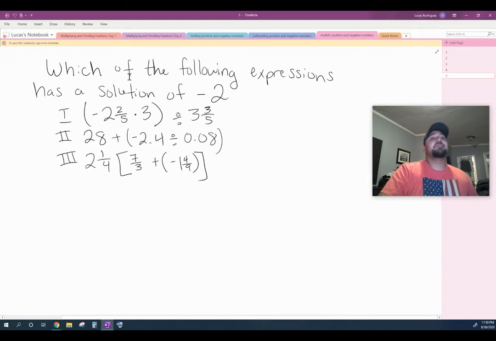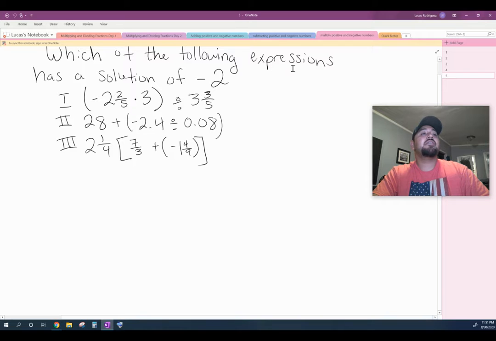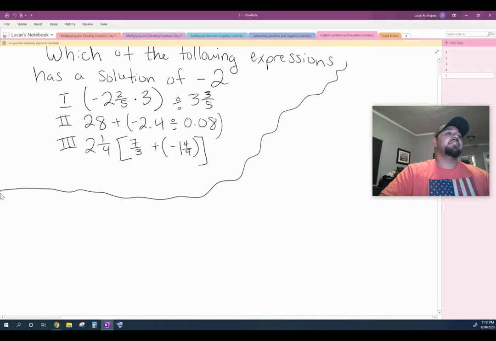All right, so we are going to attempt to work all this out because it says which of the following expressions has a solution of -2. So we're going to work out all these expressions and figure out Roman numeral 1, 2, or 3, or all, or a couple of them have a solution of -2. So let's start with the first one. I'm going to do a little dash in here. I'm going to do little squigglies.